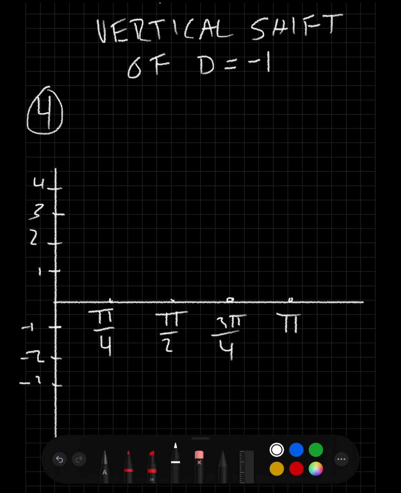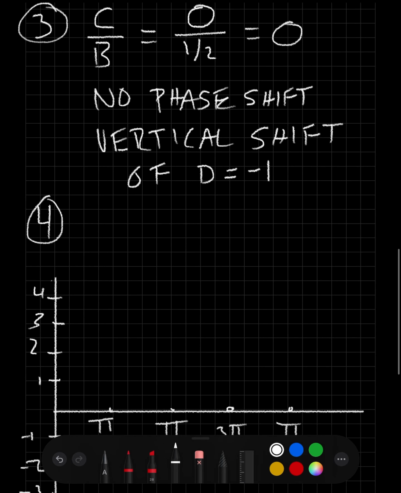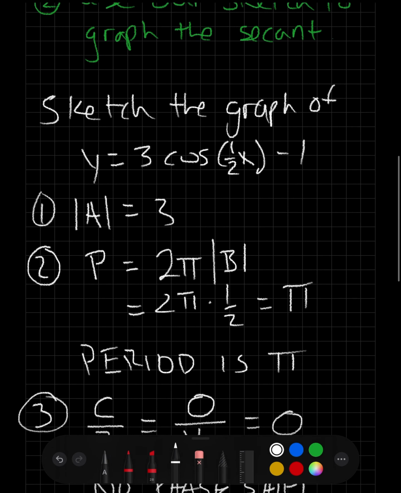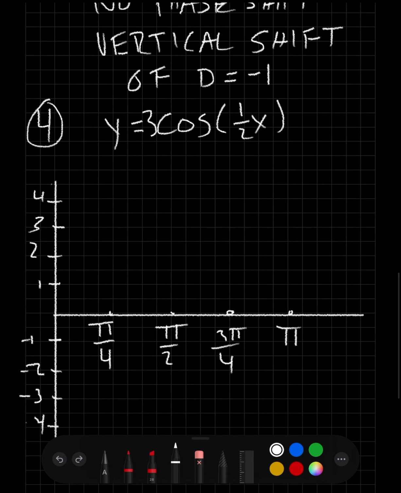Here's 1, 2, negative 1, negative 2, negative 3, and negative 4. So right now, what I'm sketching is, in essence, the graph of y is equal to cosine of 1/2 x. Or sorry, y is equal to 3 times the cosine of 1/2 x. And then after I do that, I'll shift the whole graph down by 1.